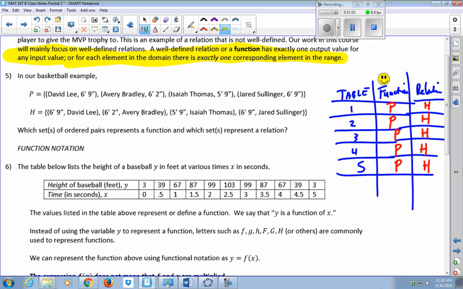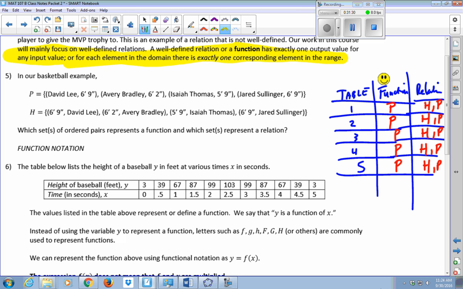So you always have to be a little careful. This is H and P. Both H and P are relations, but to be a function, you have to be a special relation. Only one of those is the special relation that for each input, there's one and only one output.